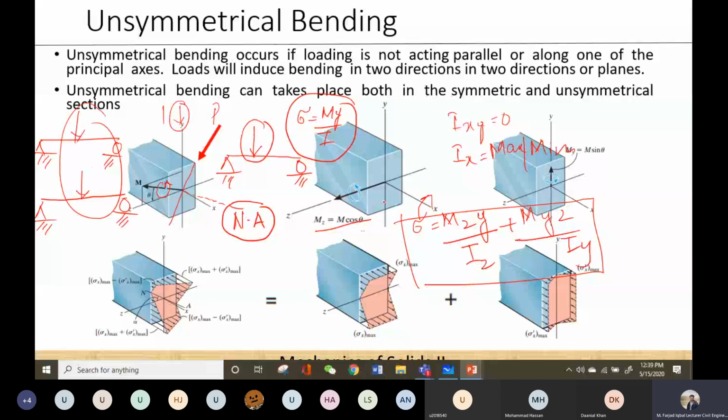So I will use this formulation to calculate. I will see where the load is acting. Then I will look into the direction of movement, that is, around which axis the movement is acting. Then I will resolve this movement into two axes, which are basically my principal axes, and I will apply this flexural formula separately on both of those axes. And when I take the simple summation of the principal bending stresses, that will be my stresses due to the unsymmetrical bending.